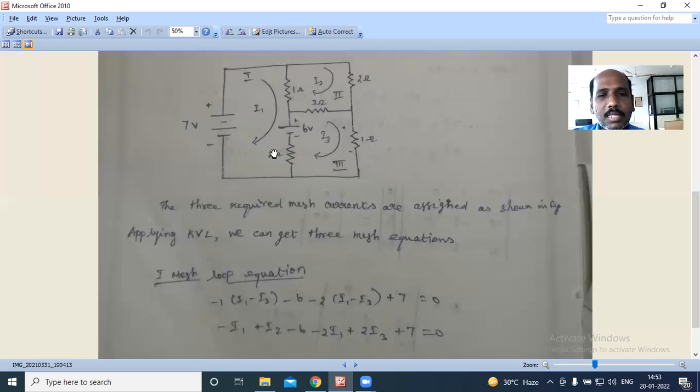Here I am using the second statement: the algebraic sum of voltages around a closed path is equal to 0. By using this statement, we are going to form the equation. For that, how to write the equation? First, algebraic sum means we should give the sign for each drop. I said for rises, plus sign; for drops, negative sign. How to find out? For example, in a DC circuit, only resistances are there.